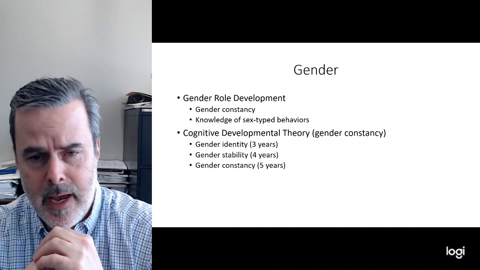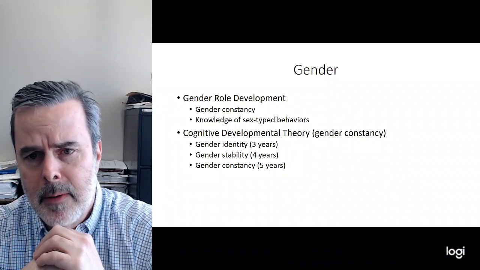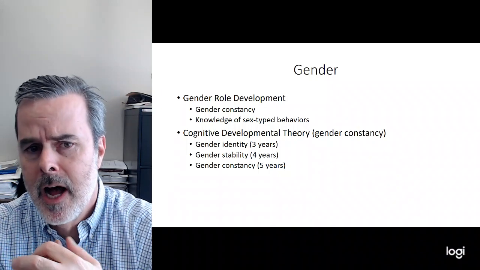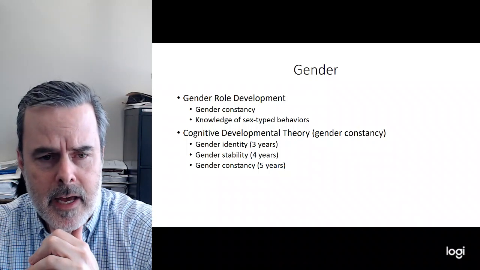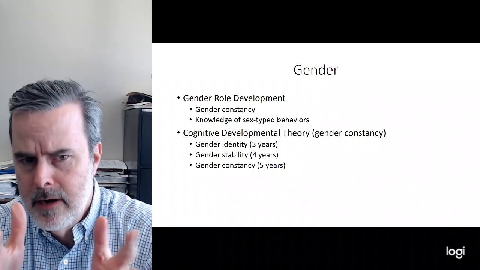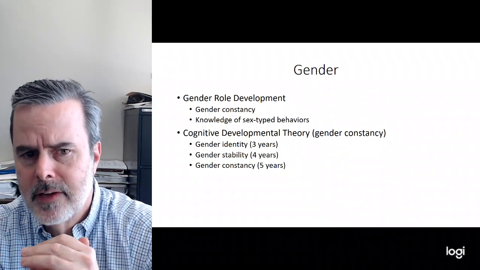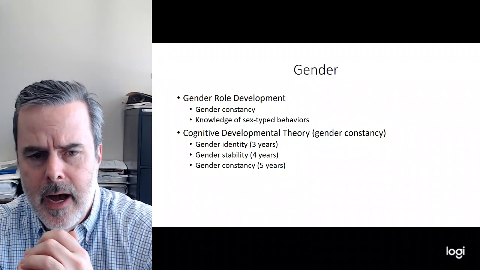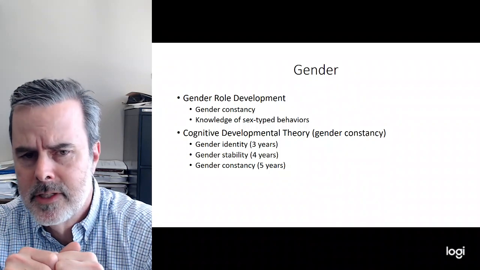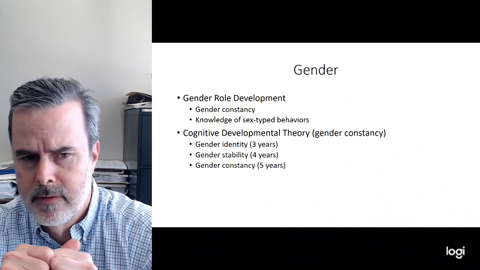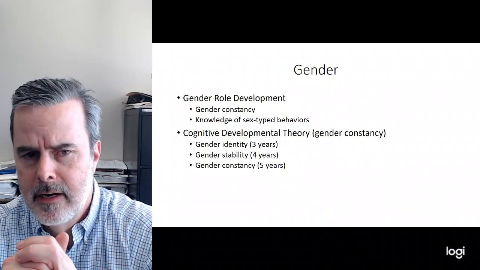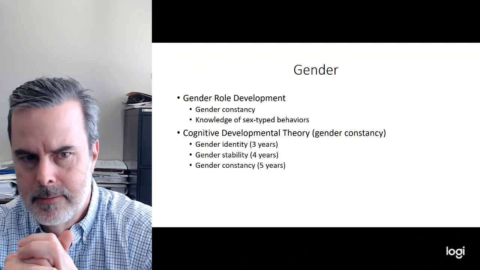Gender constancy, I mentioned these a moment ago in discussing gender role development. Gender constancy refers to the understanding that gender is a stable attribute. Gender here is biological sex, is a stable attribute that remains constant over time, and that doesn't change over time, even if an individual's appearance changes.